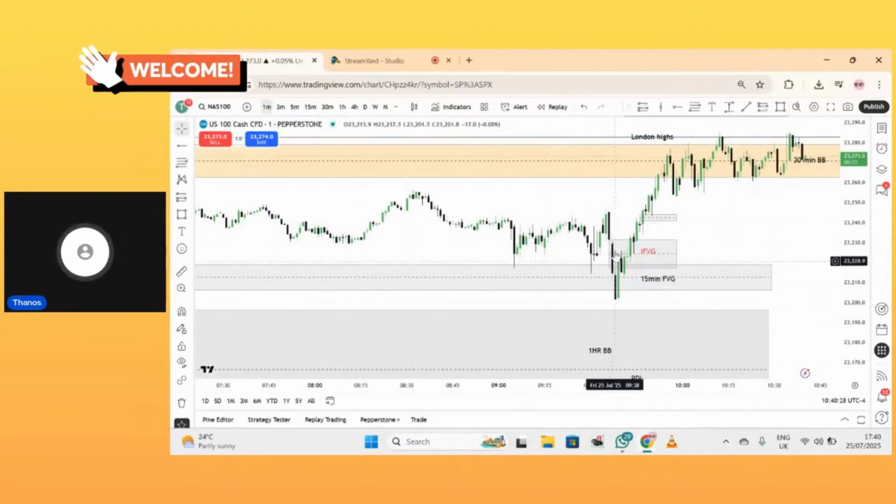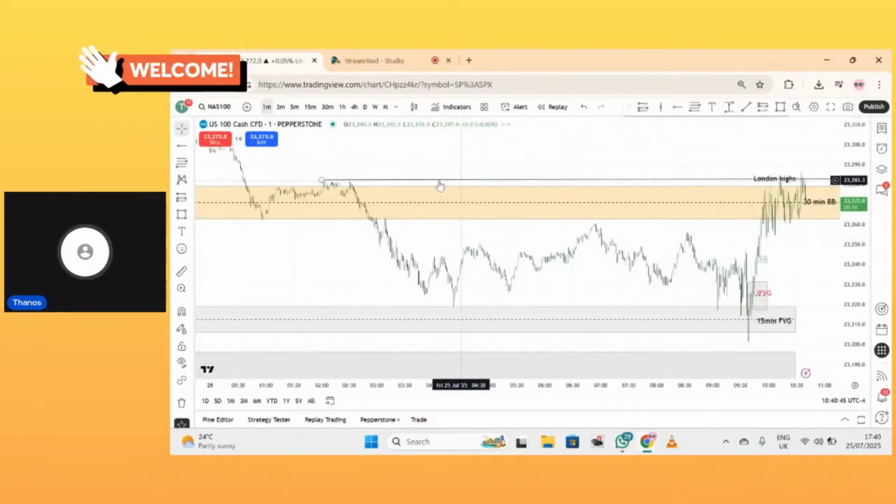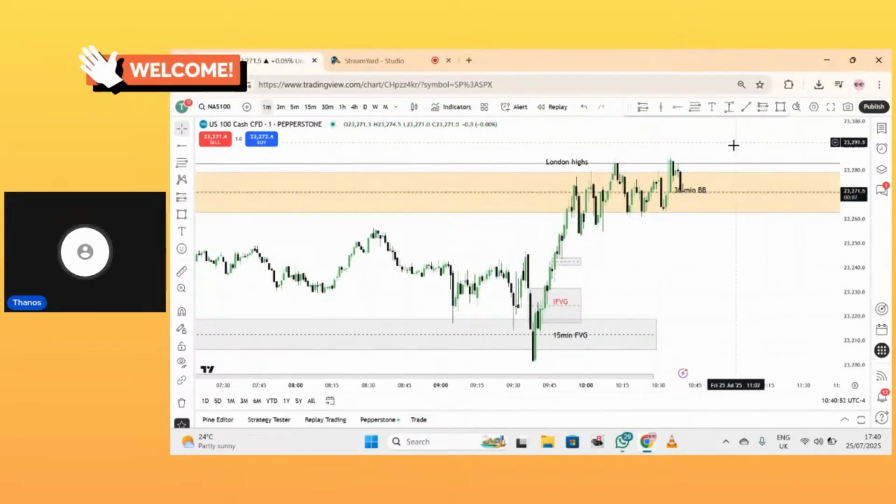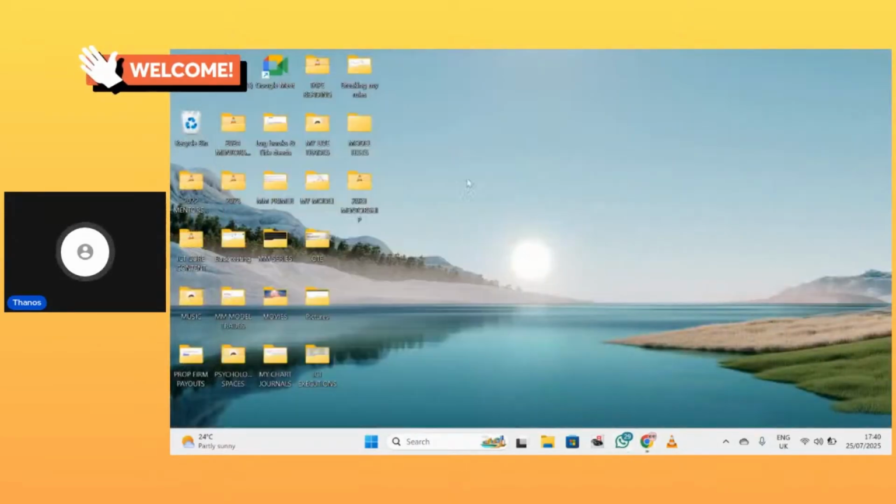This was the first presented fair value gap after 9:30, the one ICT talks about. So I waited for the market to close just above the fair value gap, and I used the next candle to take the trade, and then I marked these highs above here that are just above the 30 minutes breaker block.